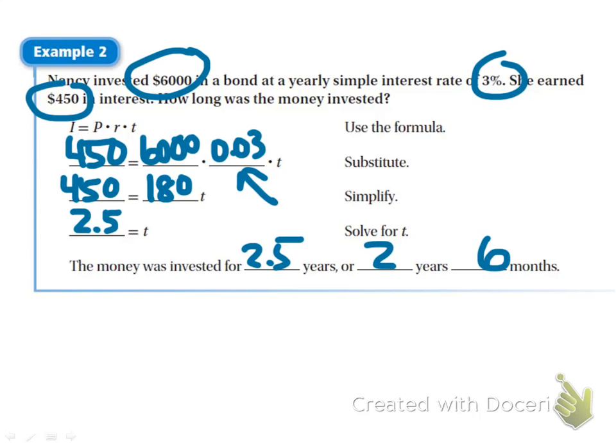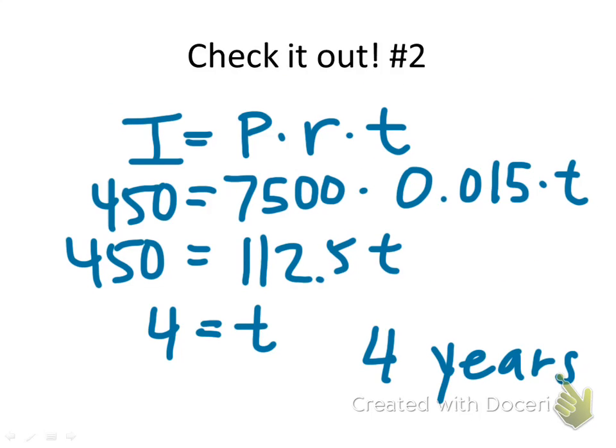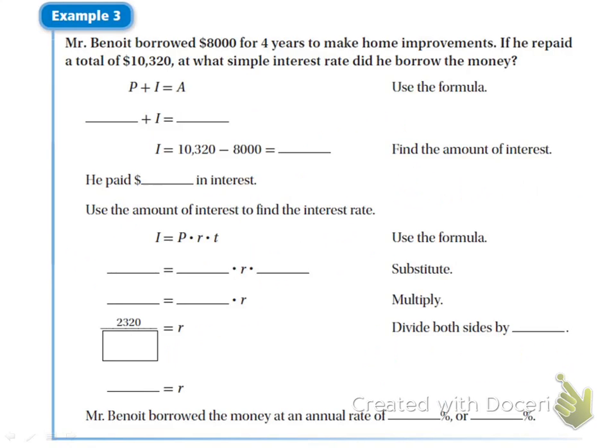Okay, I want you to do check it out number 2 on your own. Pause the video. Okay, you should have gotten 4 years. It would take Laura, who invested $7,500 in a bond at a yearly rate of 1.5%, 4 years to earn that interest of $450. Okay, last question. We're on number 3, example 3.